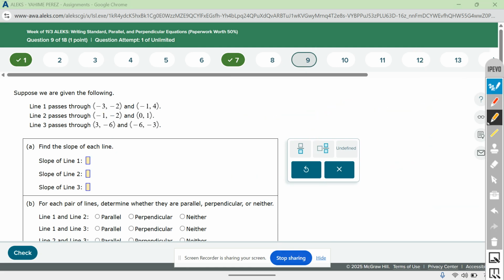Okay, parallel and perpendicular. What to know about parallel and perpendicular, what to remember? Parallel lines are lines that never touch, and they never touch because their slopes are the same.